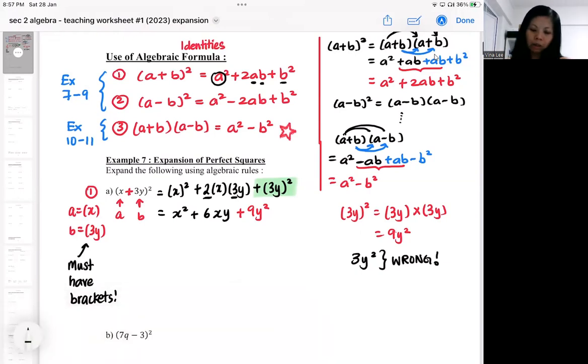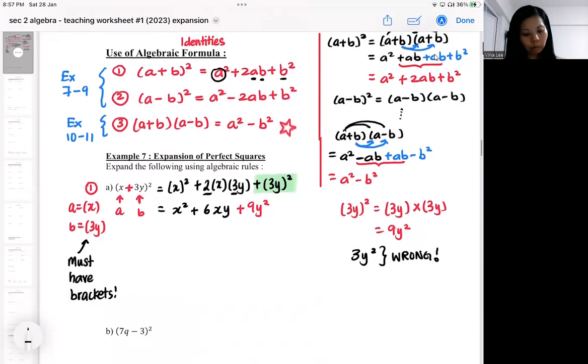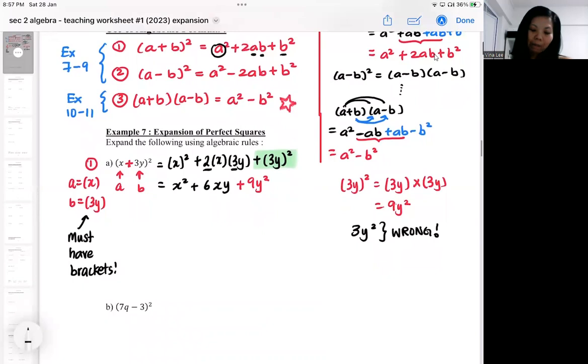If your algebra is weak, you will be exposed to this kind of thing. You will always forget brackets. You will always make sign errors. So these are the things you have to be careful about to minimize any possible careless mistakes.